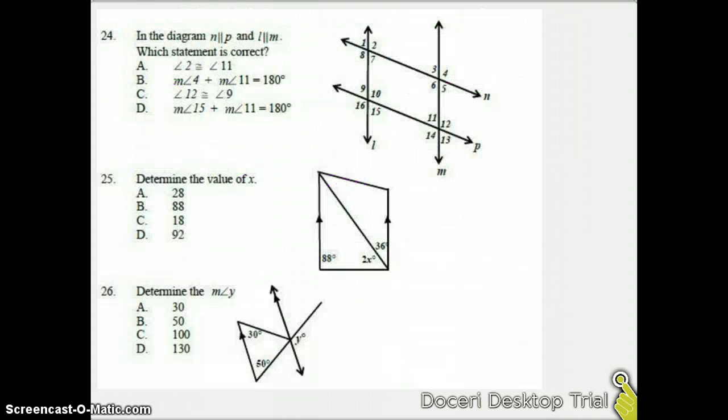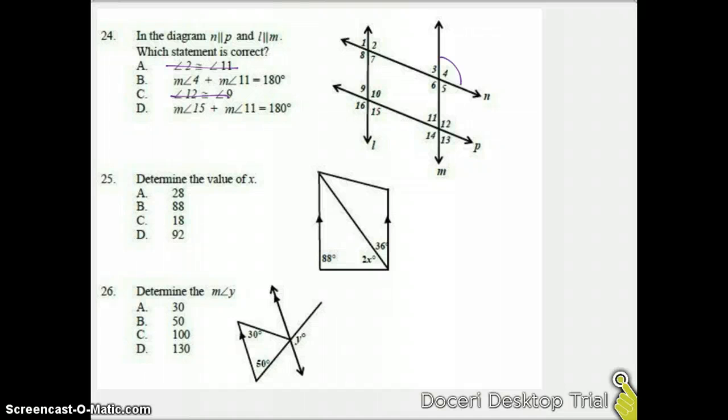In number 24, which statement is correct? So let's see. I have 2 and 11. We'll start here. Well, I can go from 2 to 4 matching. I can go from 4 to 12 matching, but that doesn't match up with 11. So that one's going to be out. Let's look at 12 and 9. Let's see if that one works. 12, I can go from 12 to 14, 14 to 16, 16 to 10. Those match up. They're not going to match up to 9. So that one's out.